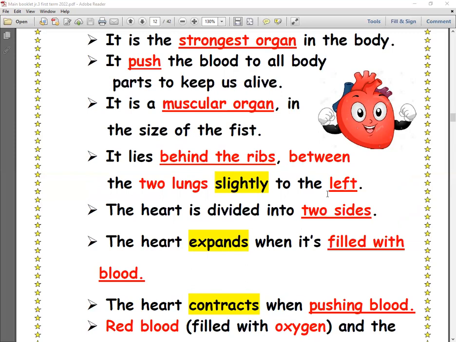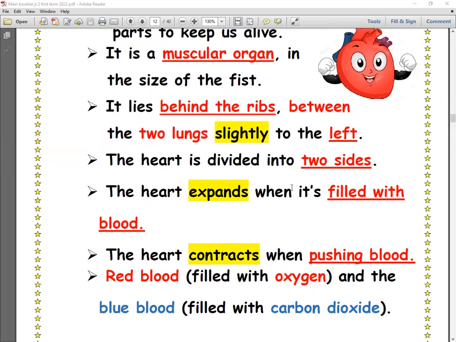So when I ask you where is the heart, you can say heart is behind the ribs, between two lungs, slightly to the left.